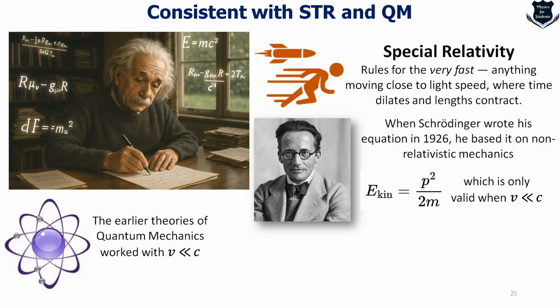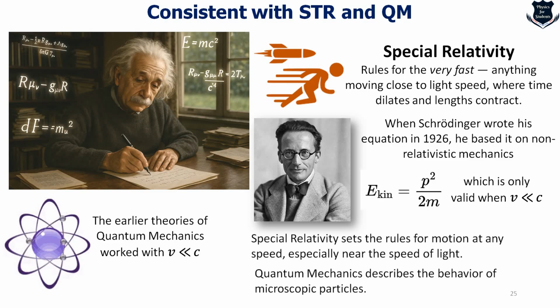So what we find is that we need to unite the very fast with the very small. Anything which is moving very fast has to obey Einstein's special relativity. Anything which is at a very small scale has to obey the rules of quantum mechanics. And that is why Schrodinger's equation comes into play as the first attempt at a wave equation, but non-relativistic.